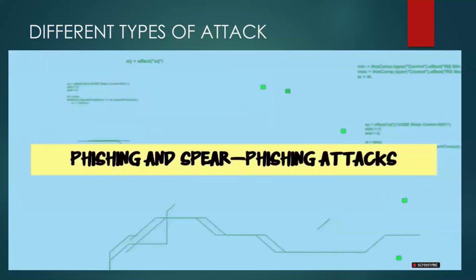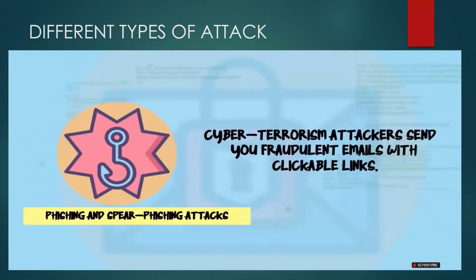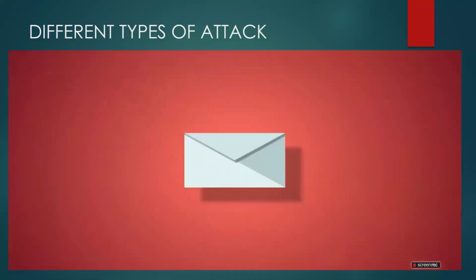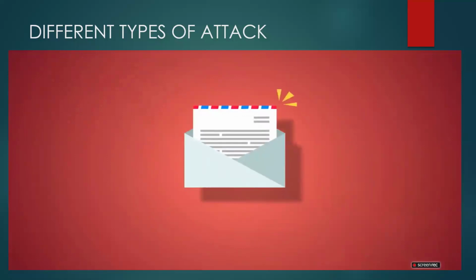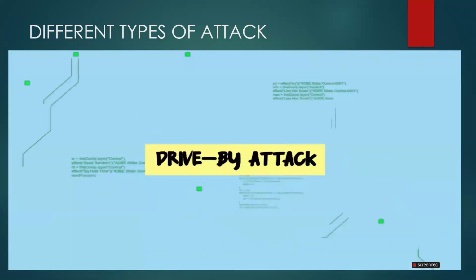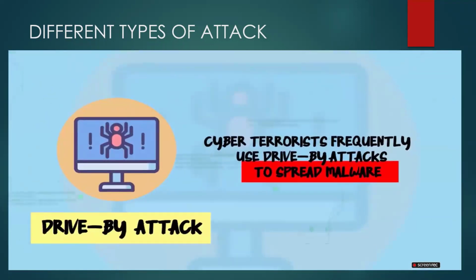Number 2, phishing and spear phishing attack. The phishing attack is where cyber terrorism attackers send you fraudulent emails with clickable links. These attackers aim to steal your personal information. Cyber terrorists also use these types of cyber attacks to install malware on your computer. Next is drive-by attack. Cyber terrorists frequently use drive-by attacks to spread malware.